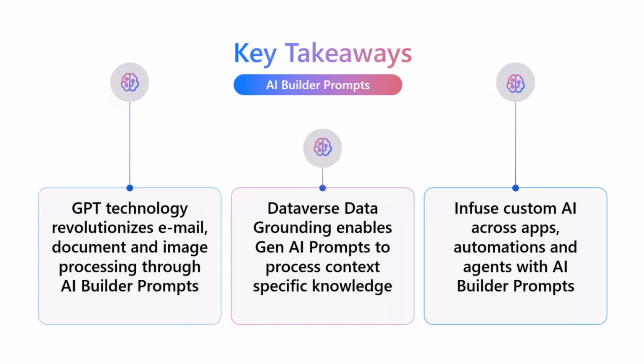Some quick key takeaways is that with AI prompts, we can use GPT to really change how we process multimodal data. Dataverse data grounding enables us to augment the AI knowledge with our specific business knowledge. And of course, once we have built the prompts, you can not just use that only in Power Automate, but across the Power Platform as well.